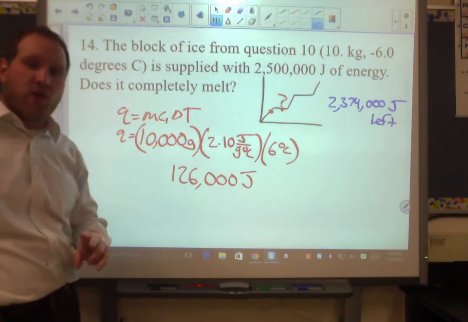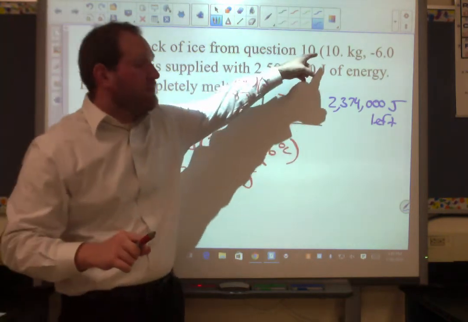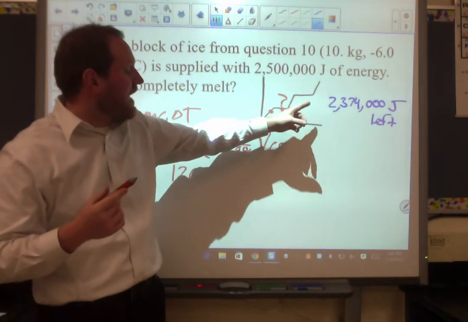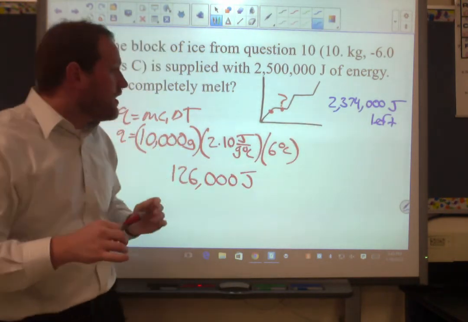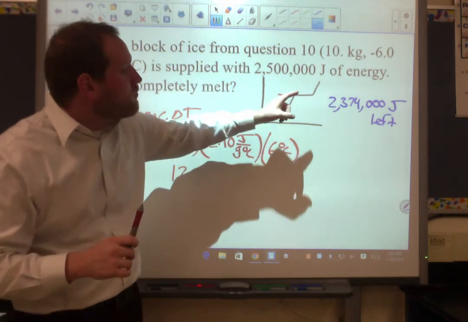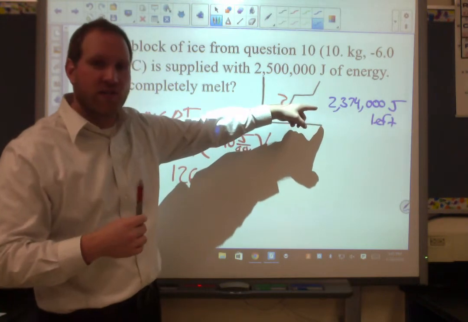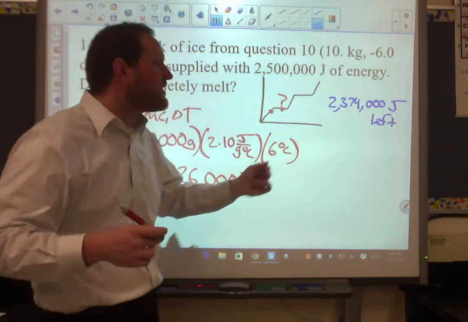There are actually two ways of going about this. You can say how much heat is required to melt a 10 kilogram sample, and then once you get that, ask yourself, is that more or less than this? Another way is to say, how much ice can I melt in terms of grams? How many grams of ice could I melt with this much energy? And then say, is that more or less than 10 kilograms? Let's do the second method.